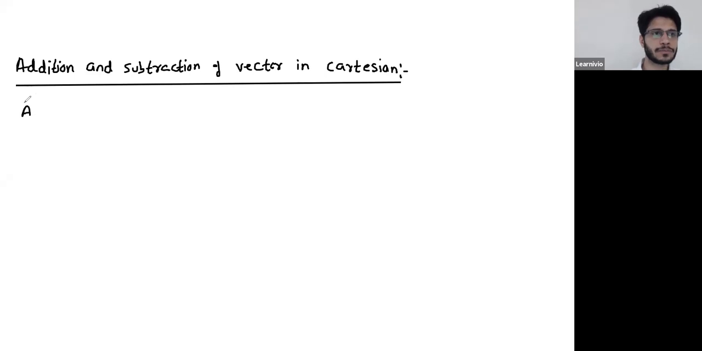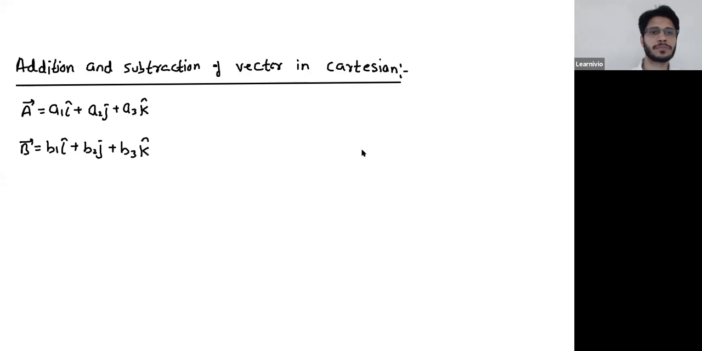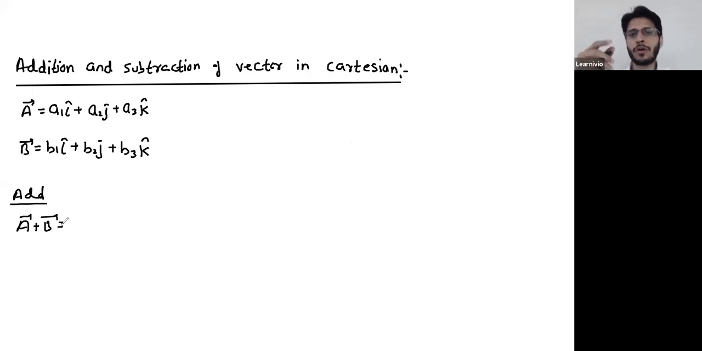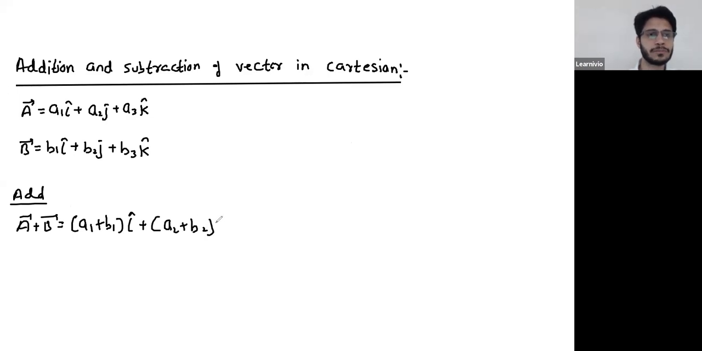So you have a vector A, which is A1 I cap plus A2 j cap plus A3 k cap. Then you have another vector B, which is B1 I cap, B2 j cap, B3 k cap. And I ask you to add them up. Addition of vectors is very straightforward. In Cartesian form, vectors get added up just like equations. I cap will get added up with I cap, j cap with j cap, and similarly k cap with k cap. So add A1 with B1 I cap, A2 with B2 j cap, A3 with B3 k cap.